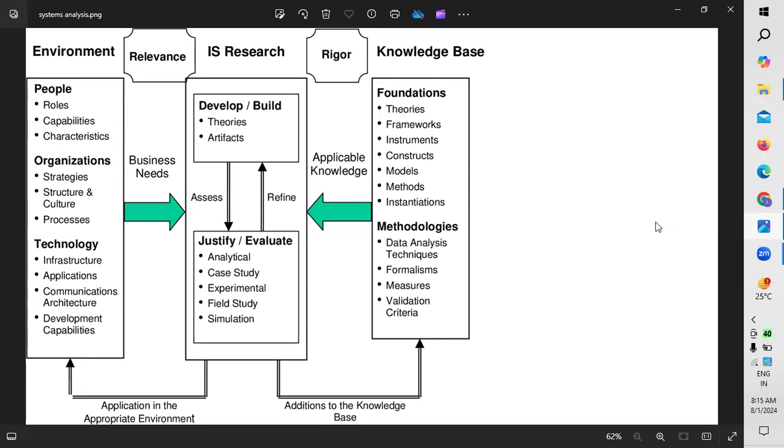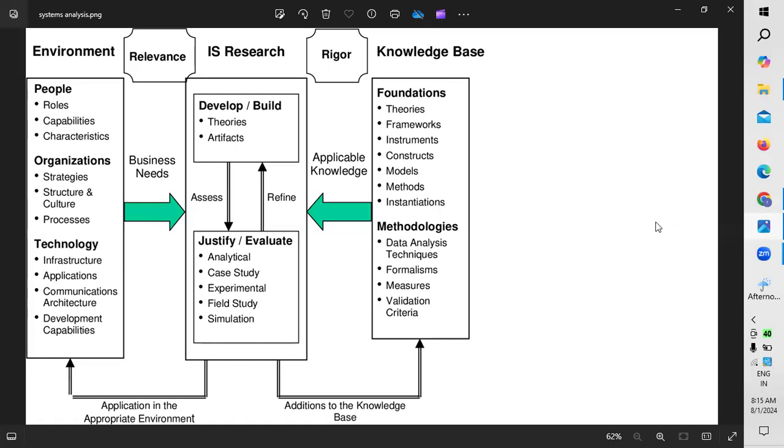This is majorly focusing on a few areas. There are three different areas where one must be knowledgeable, because if a systems analyst wants to transform their career, we must have clarity as well as exposure and experience on these three areas. One is the environment area. Second is information systems research, followed by the knowledge base.